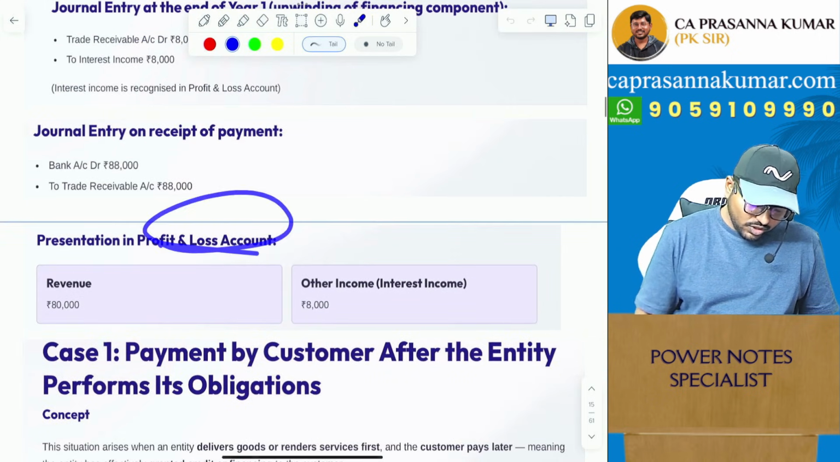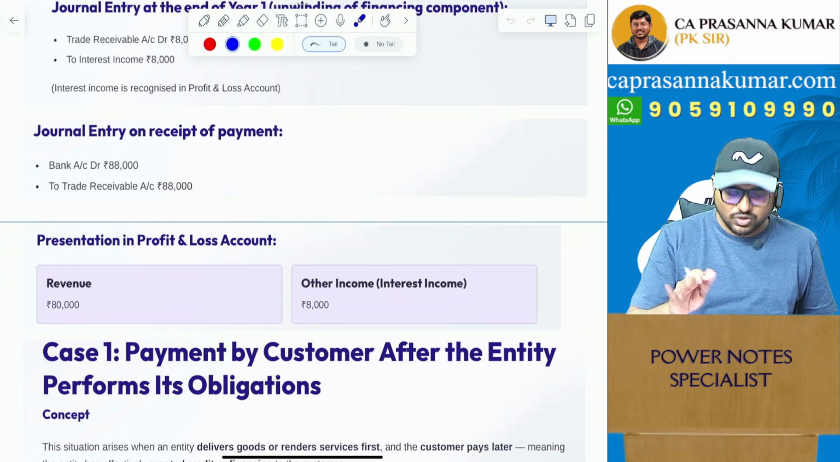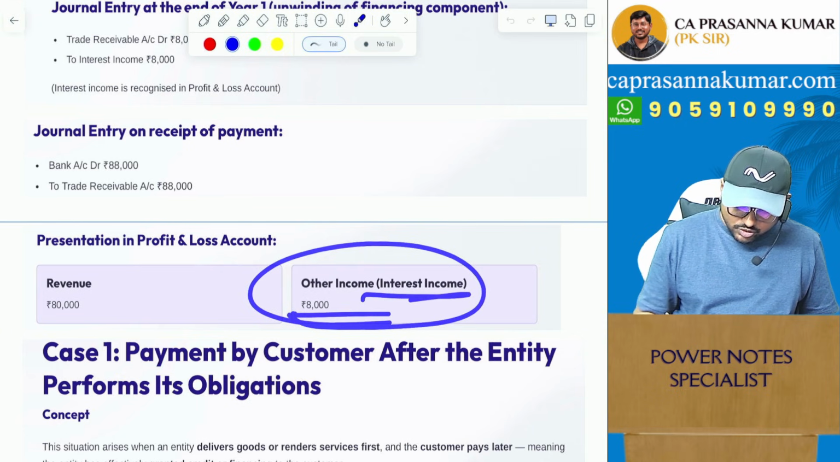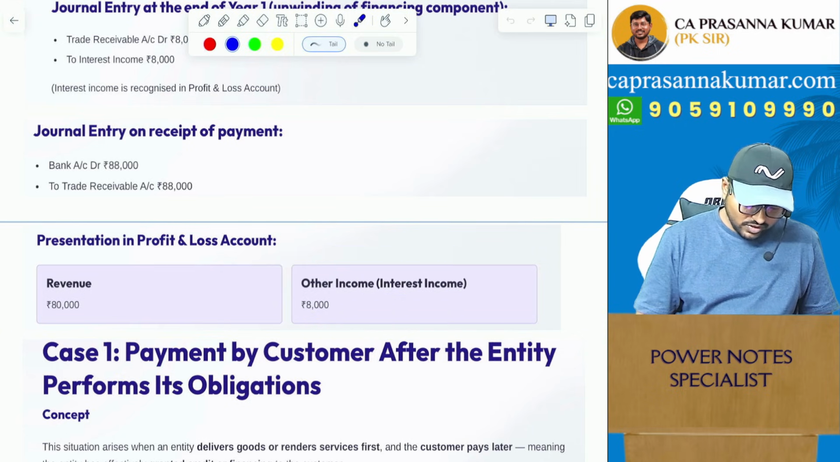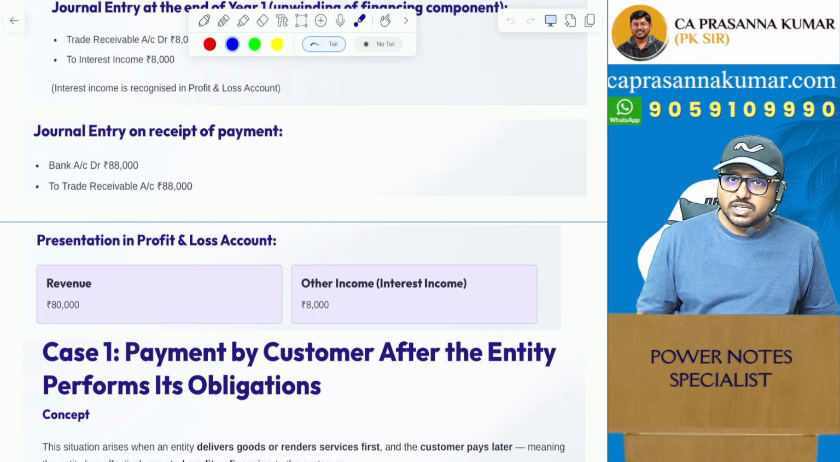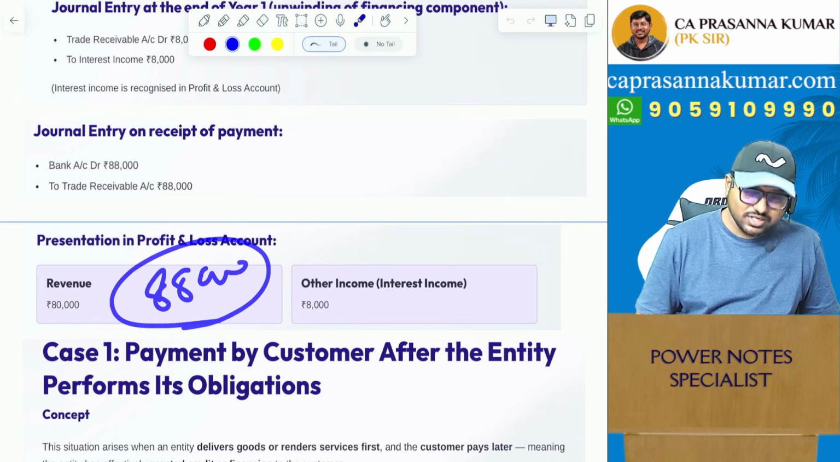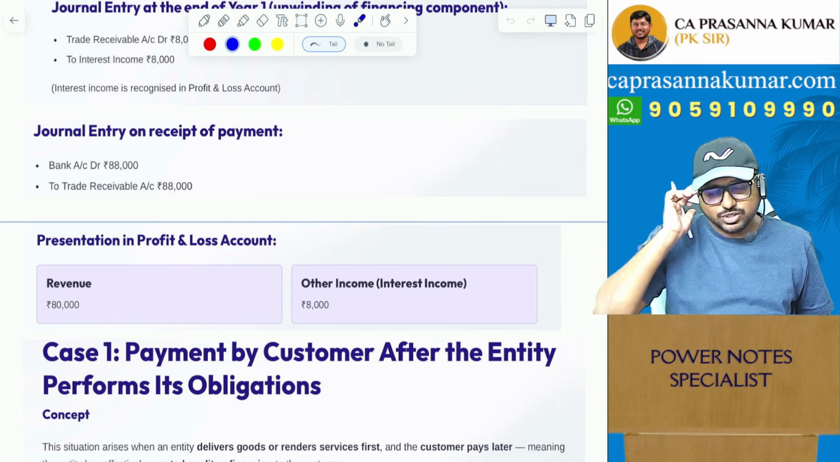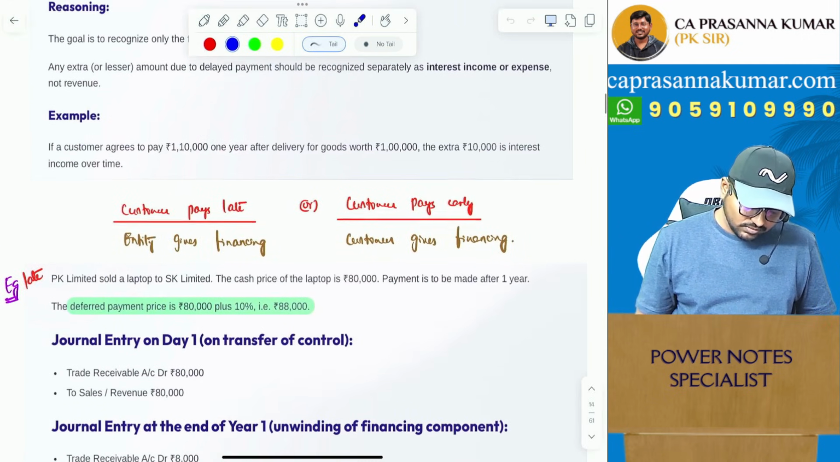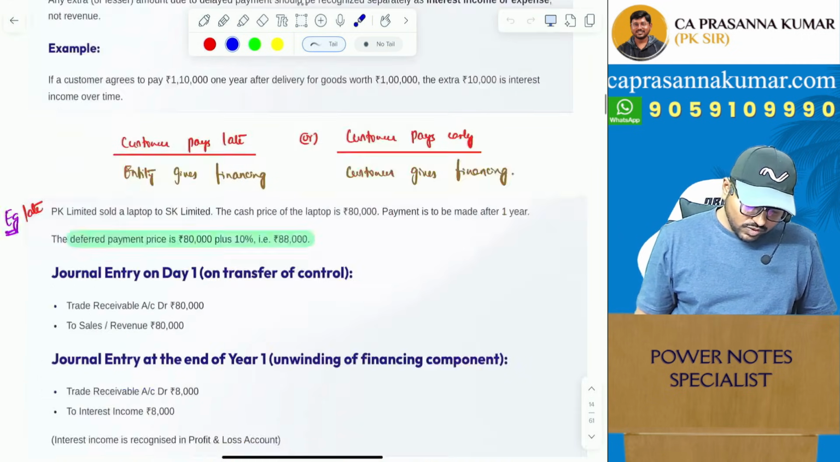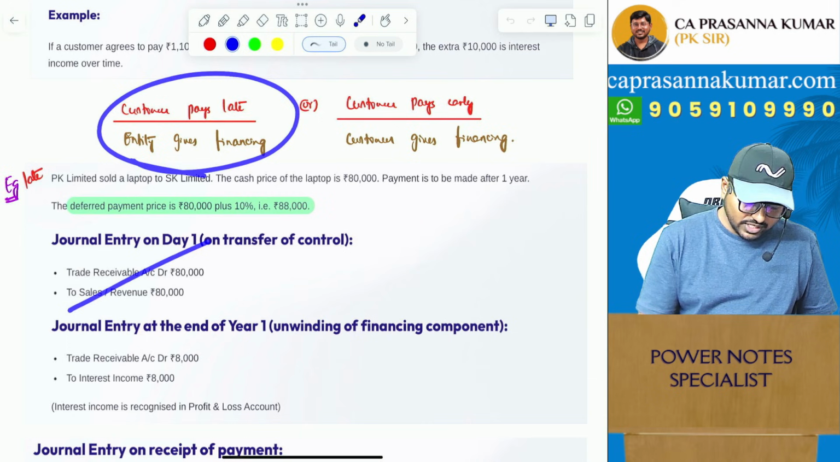So in the P&L account, what will you show? Revenue will be shown to the extent of 80,000 only. Other income, interest income, you will show separately as 8,000. Clear? Otherwise, if you don't apply this rule of significant financing component, you'll be inflating your revenue. You'll be showing it as 88,000. That's not correct revenue. Then you are hyping the revenue, which is wrong. Got it? Okay. This is one scenario where the entity gives financing because the customer pays late.